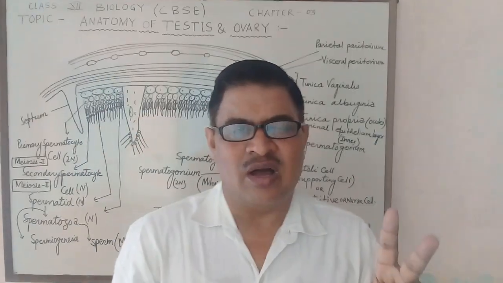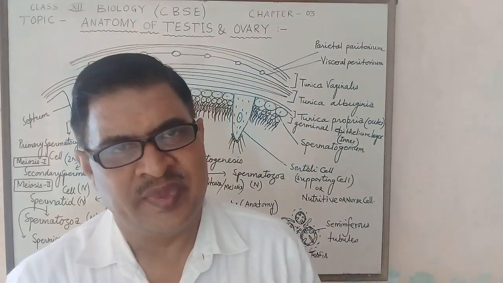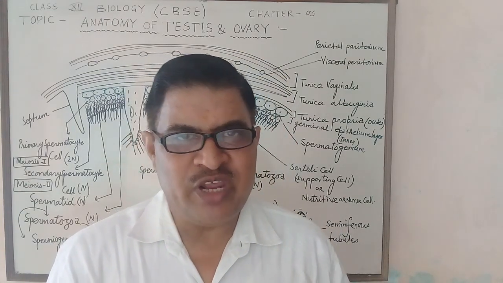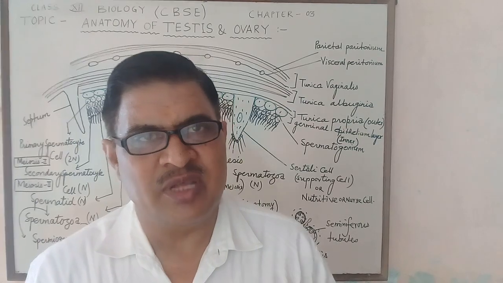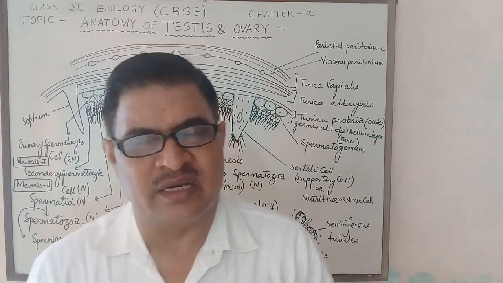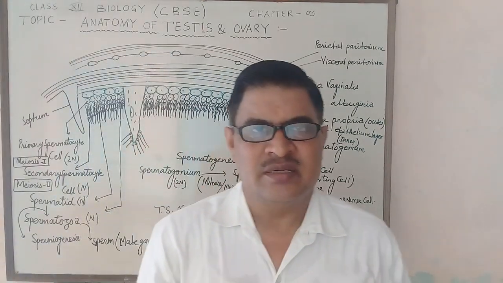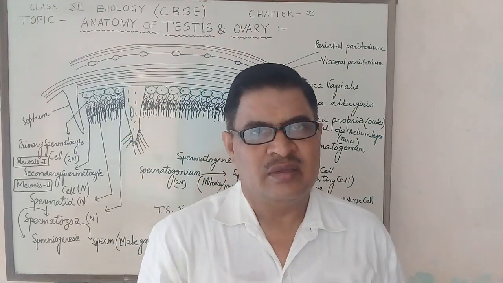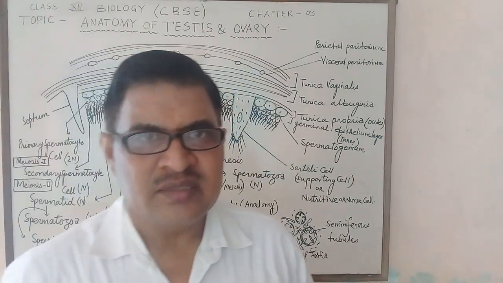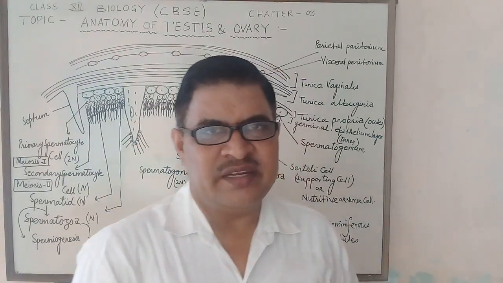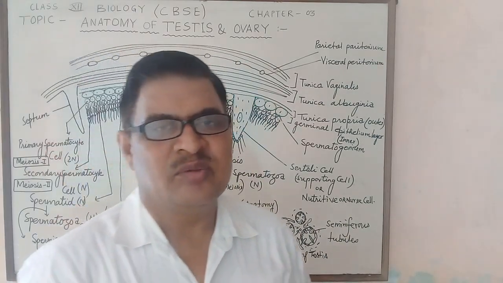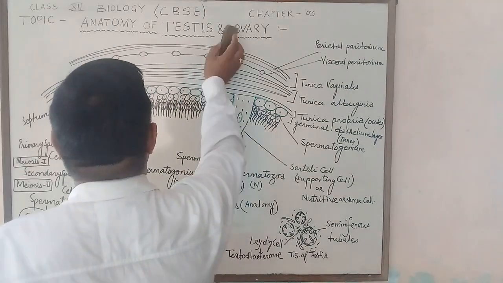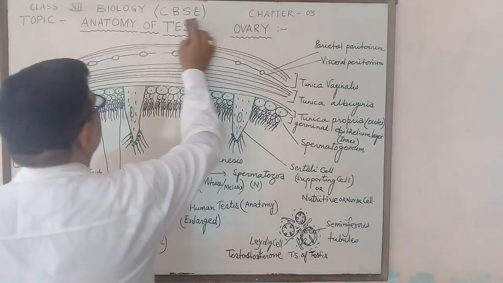There are two functions of testosterone hormone. One function is that it stimulates the development of secondary sexual characters, and another function is that testosterone hormone is mostly responsible for aggressiveness, showing maleness. That is why testosterone is called a male hormone. After discussion of the testis, we come to the anatomy of the ovary.